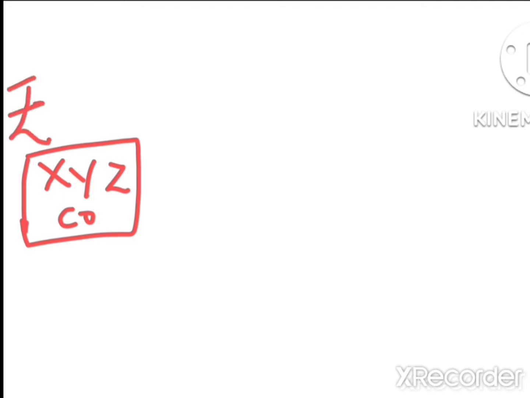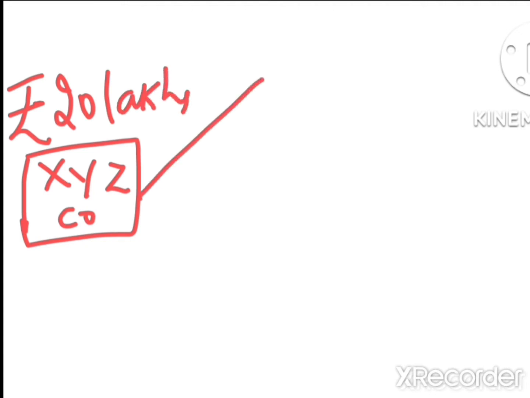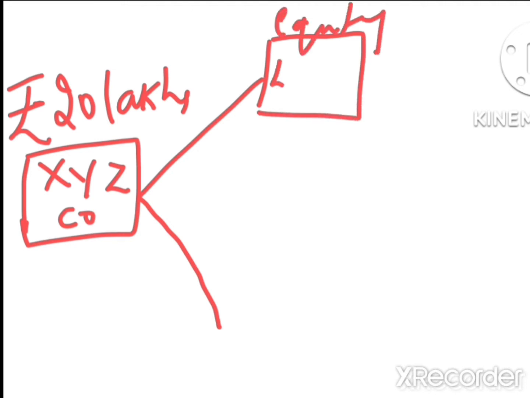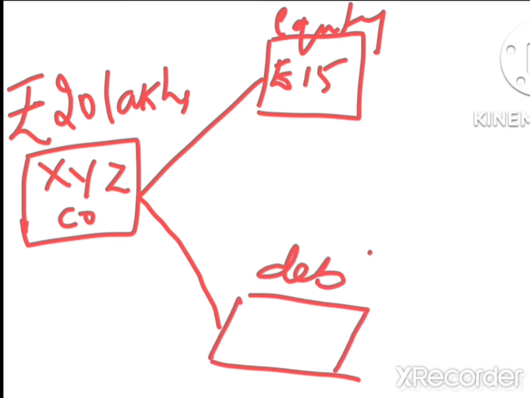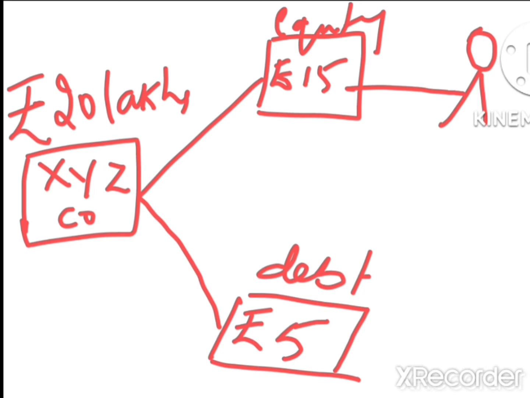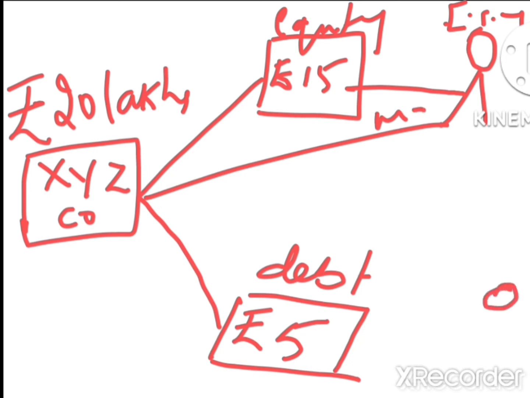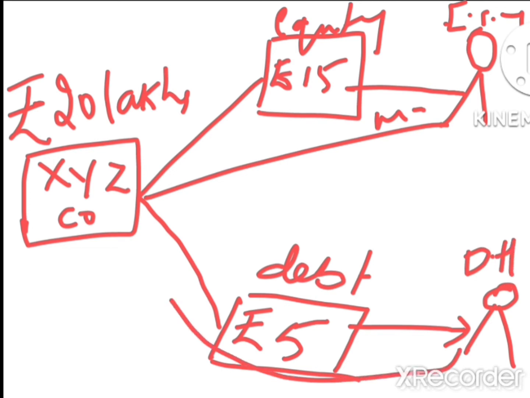Suppose one XYZ company is there, which is in need of funds of rupees 20 lakhs. So what does the company do here? The company issues equity shares of rupees 15 lakhs and issues debentures of rupees 5 lakhs. This is a person who purchases equity shares, so an equity shareholder, and gives money to the company. And this is a person who purchases debentures, so a debenture holder, and gives money to the company.